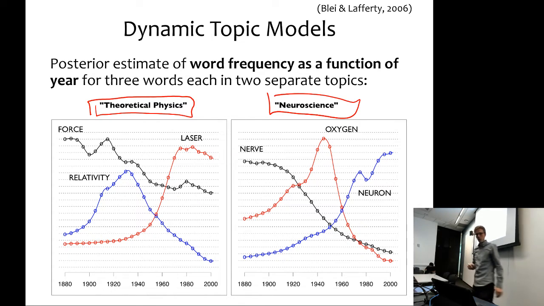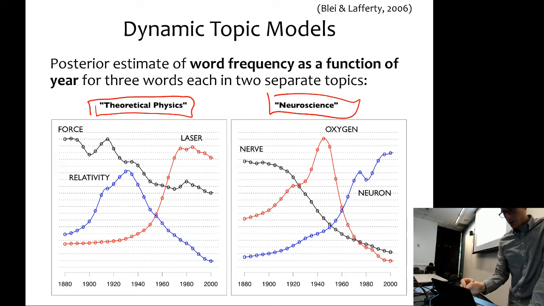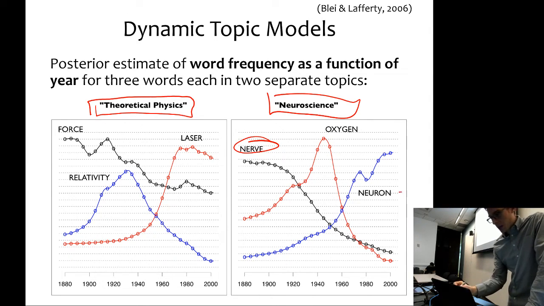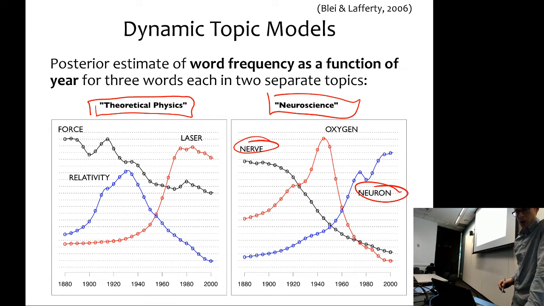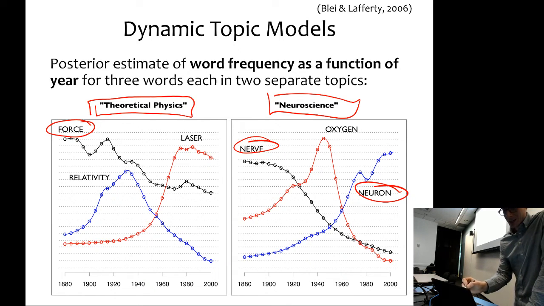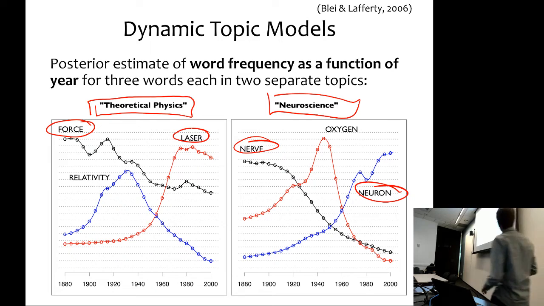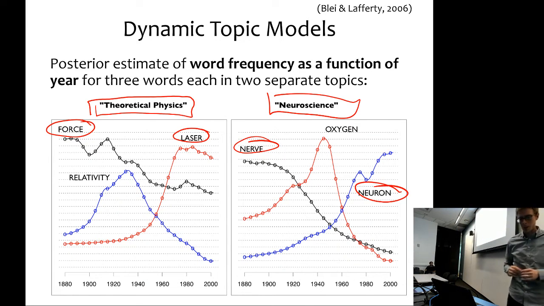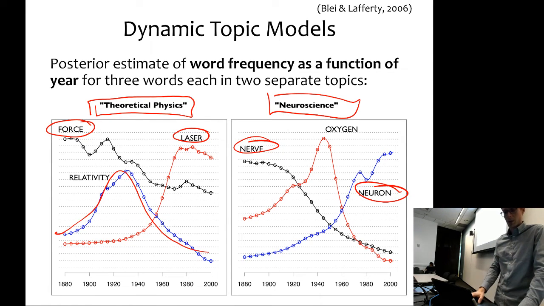And so in neuroscience, in the early 1900s, nerve was one of the most prevalent words for that topic, and then gradually neuron took over. And for theoretical physics, people were concerned with forces back in the 1880s, and then lasers in the late 1900s. And there was this interesting trend towards discussion of relativity in the middle.